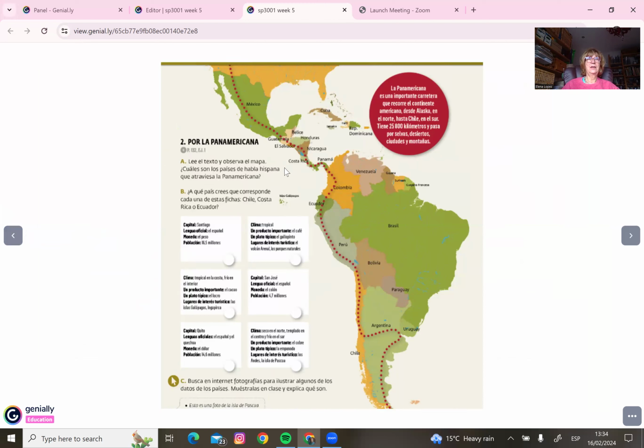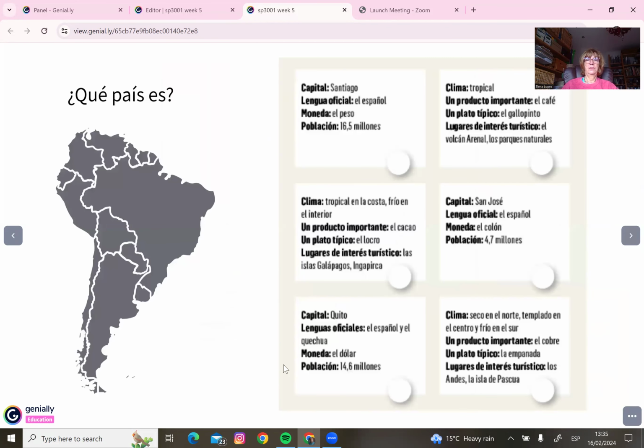And if there is one country that is really famous for natural parks, this is Costa Rica. So those 2 pieces of information belong to Costa Rica in Central America. So finally, we have another 2 that represent Ecuador, capital Quito, lenguas oficiales el español y el quechua. El quechua is the language that the people in this area spoke before the conquest, the colonization or discovery of America by the Spanish people. Moneda, el dólar, so currency, dólar, población 14,6 millones.